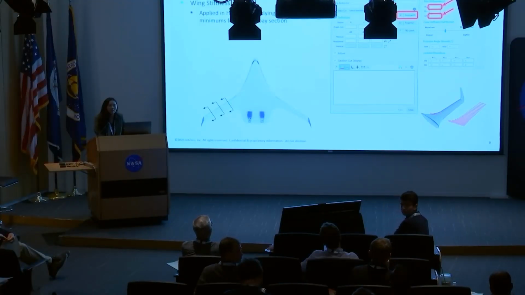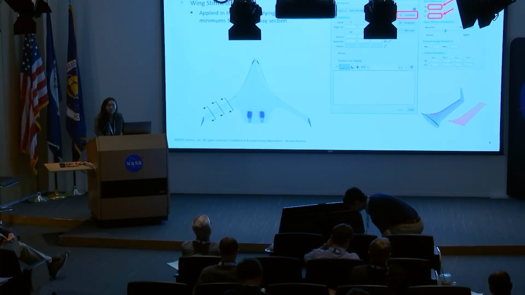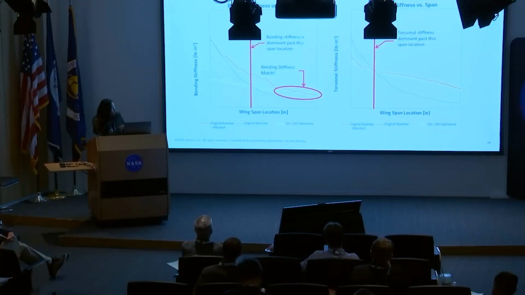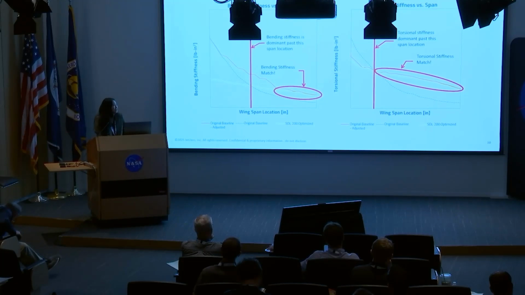Out of curiosity, when you were covering your flutter, do you know what mode you were getting as your most critical? Torsional, body flutter? Yeah, so here, we saw that the torsion was more critical, according to this graph.